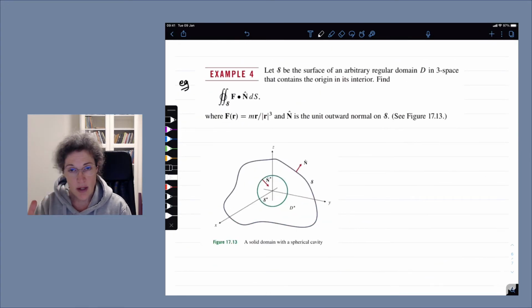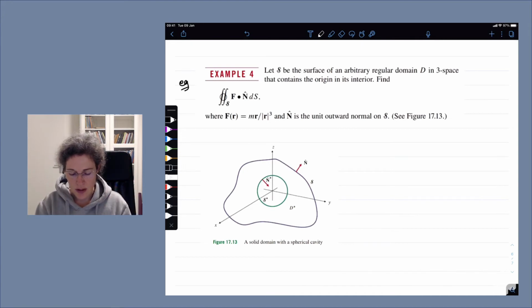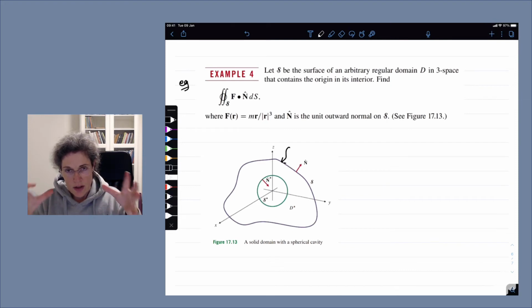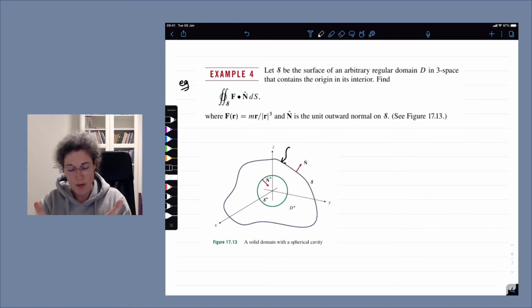So one of the other ways in which Gauss's theorem gets used is to solve tricksy problems that will come up particularly in electromagnetics, and if you're doing relativity and things, which you might not be able to solve using other techniques. So let's have a look at an example. Okay, so we've got some regular domain, so a reasonable shape in 3-space, and we're thinking of S as the surface of that. So something like this shape here that's been drawn in 3-space. The only thing we're assuming is that the origin is somewhere inside this shape that we've got.